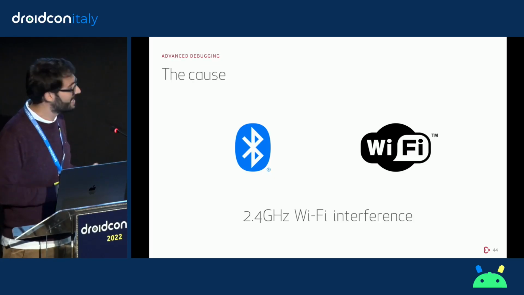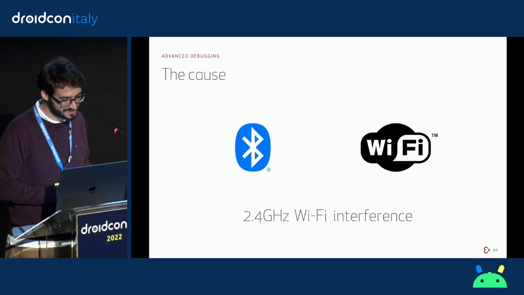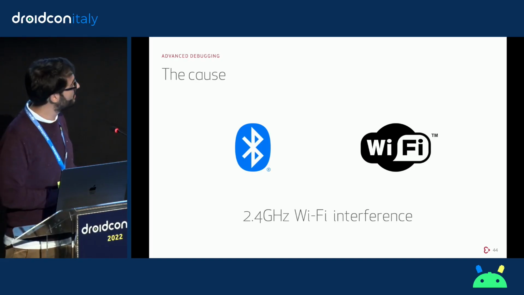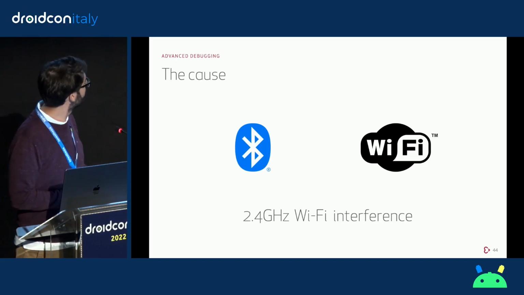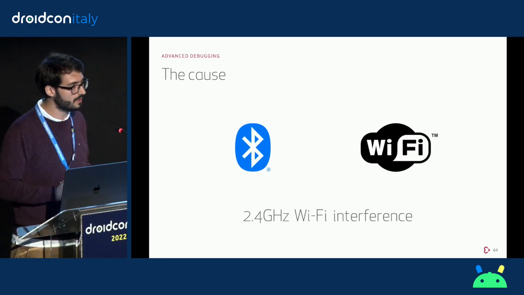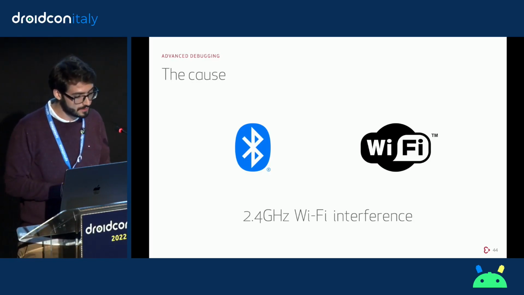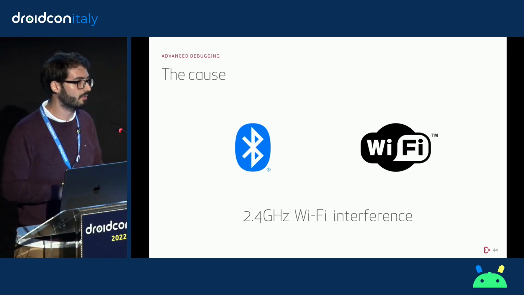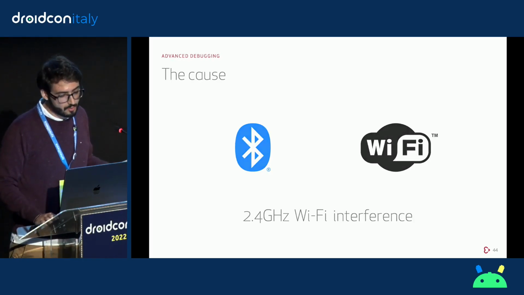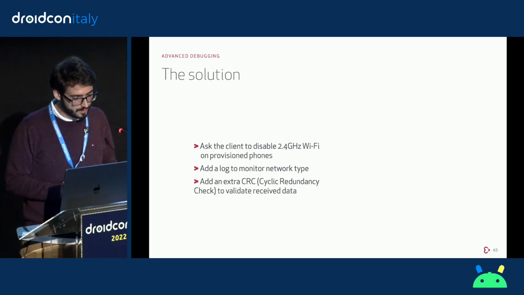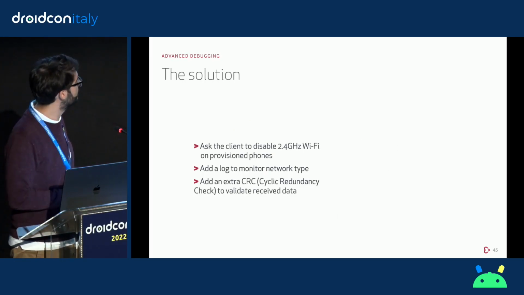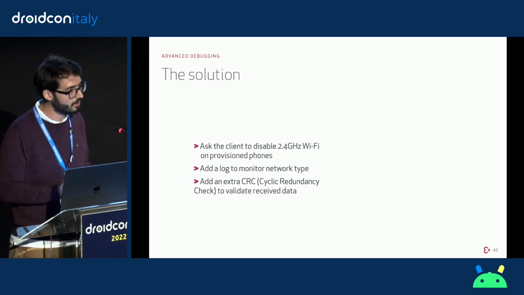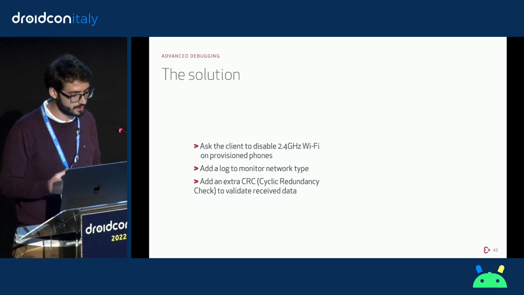And yeah, I know, it was kind of strange. Probably the point is that the 2.4 gigahertz network and Bluetooth use the same band, so probably there was a problem at a low level driver. But anyway, what we did in that case was ask the client to disable this kind of network on the phones.